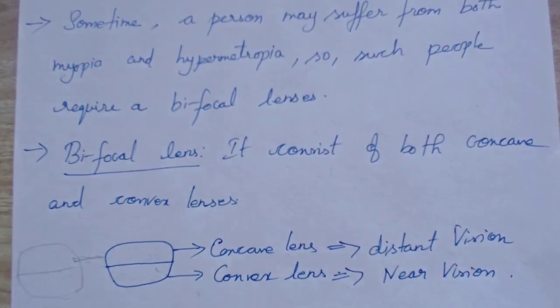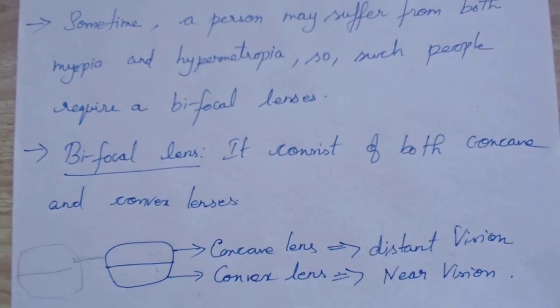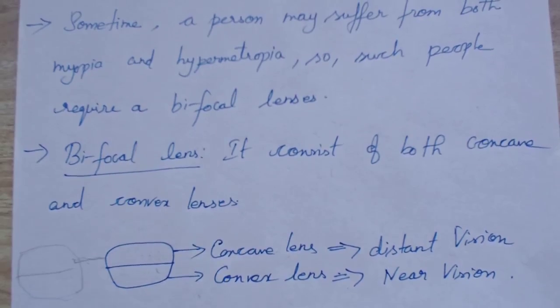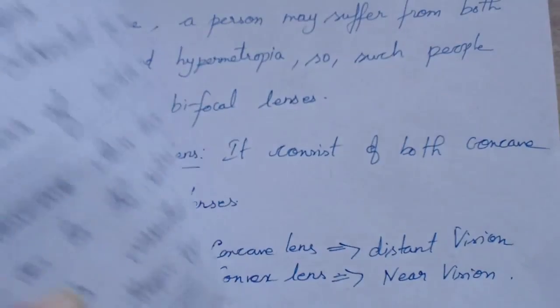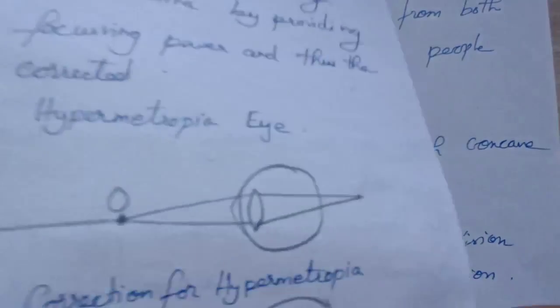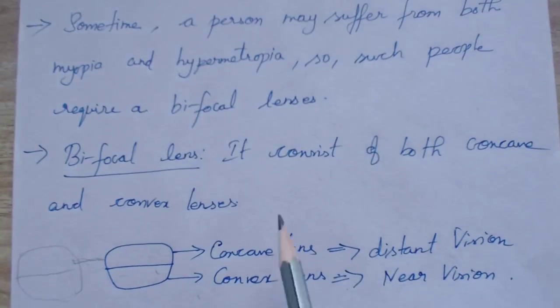So these are the defects of vision and the corrective measures. What we have seen: myopia, hypermetropia and presbyopia. Myopia can be corrected by using the concave lens, hypermetropia can be corrected by using the convex lens, and presbyopia can be corrected by bifocal lenses. Okay, thank you.